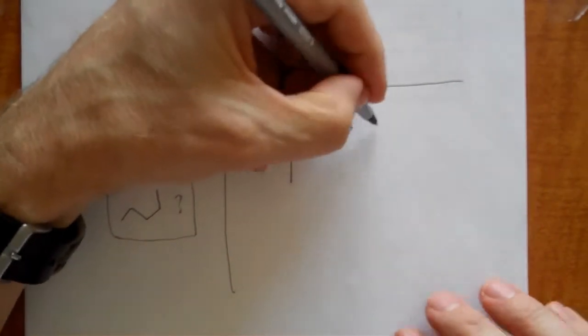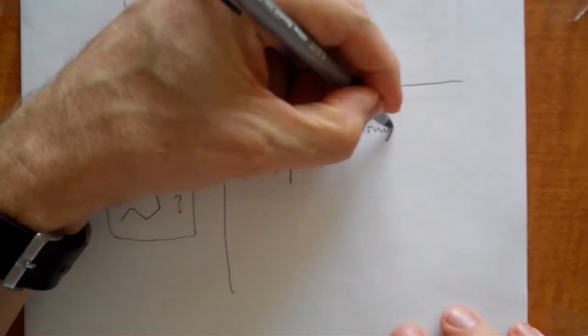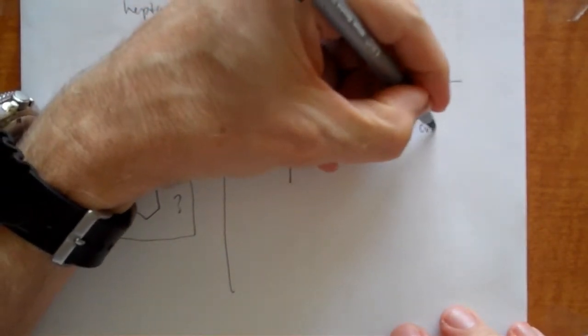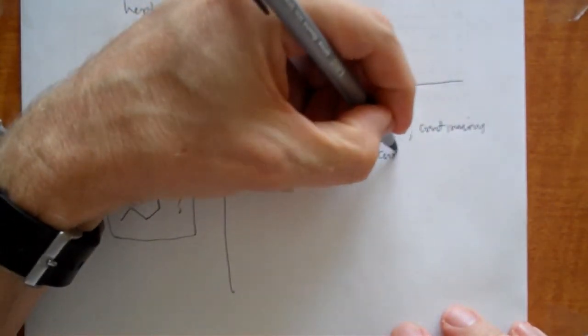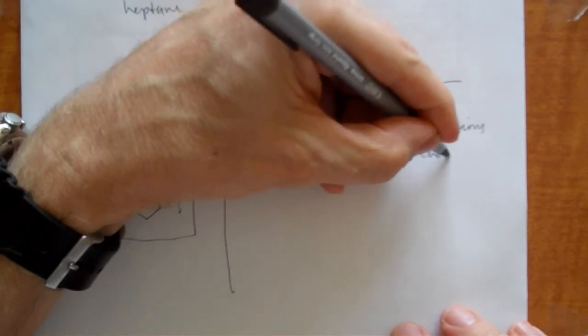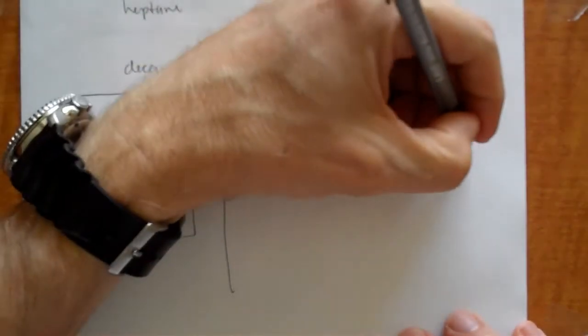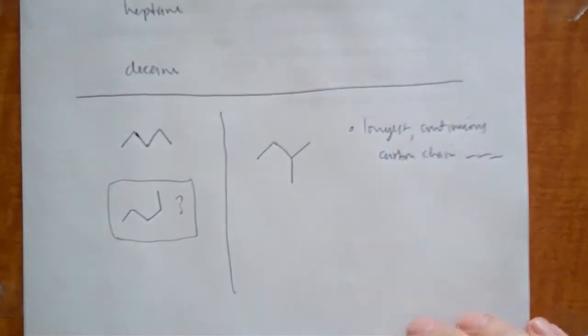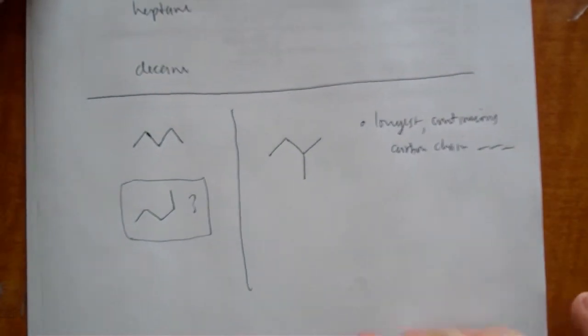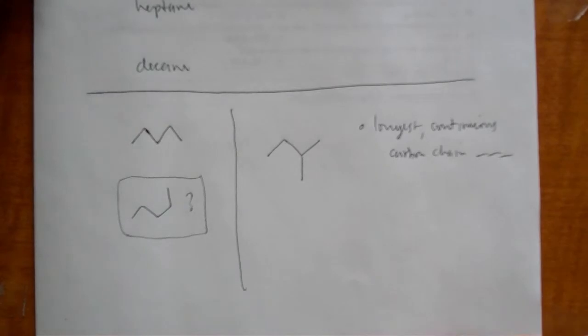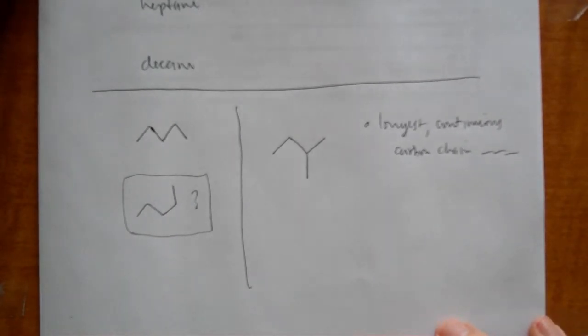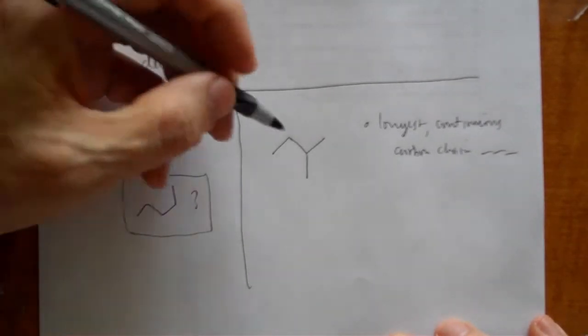Rule number 1. Identify the longest continuous carbon chain, and I'm going to put with the principal functional group in it, okay? Which will make more sense in lesson 6. With the principal functional group in it. There's no functional groups here, but we're always going to say find the longest continuous carbon chain with the principal functional group in it. That's step 1.